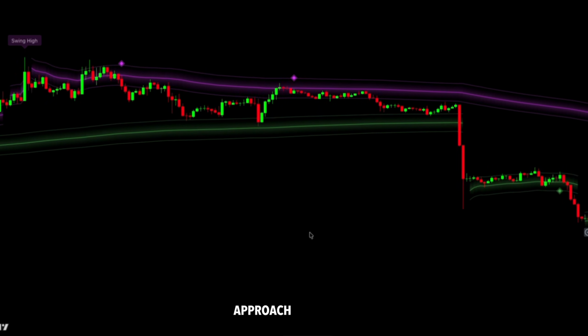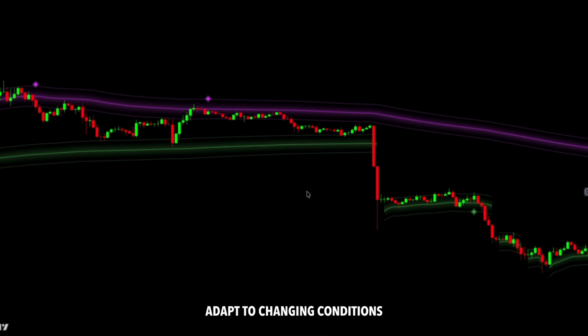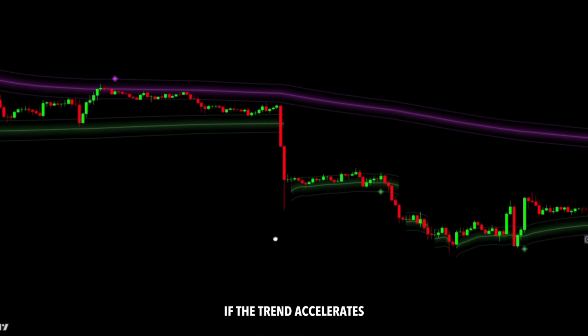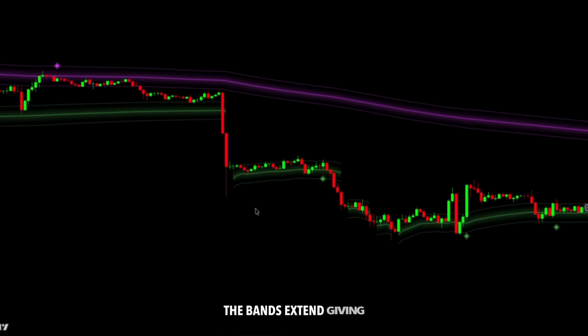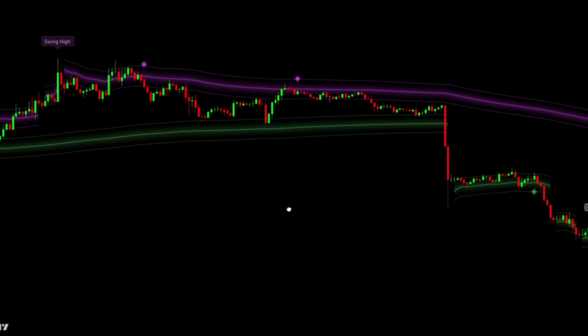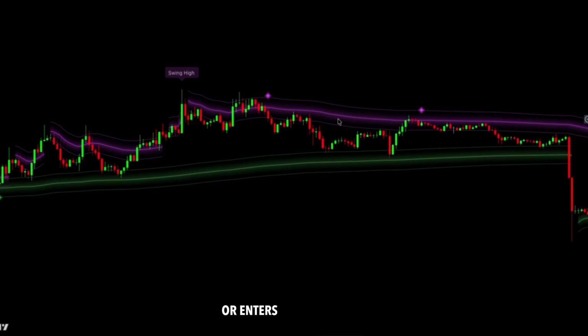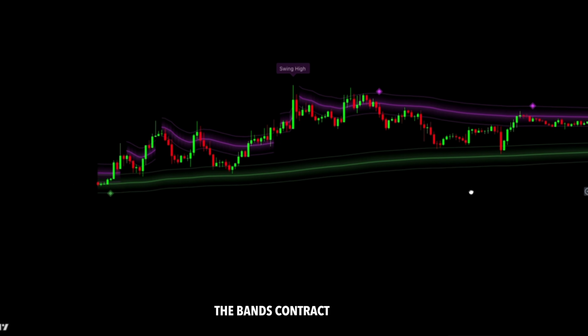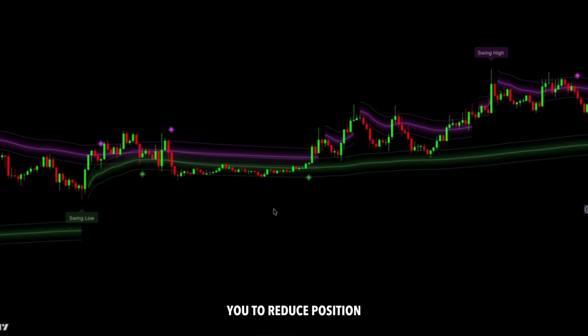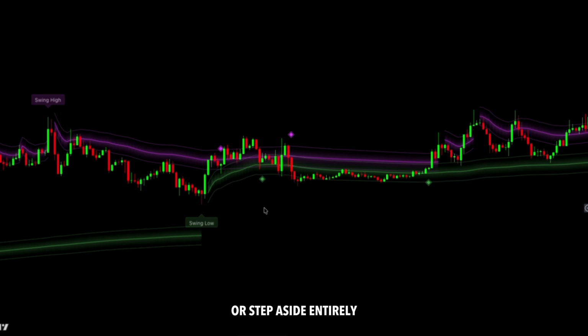The beauty of this approach is that the bands adapt to changing conditions. If the trend accelerates, the bands extend, giving you new dynamic levels. If the trend slows or enters consolidation, the bands contract, telling you to reduce position size or step aside entirely.